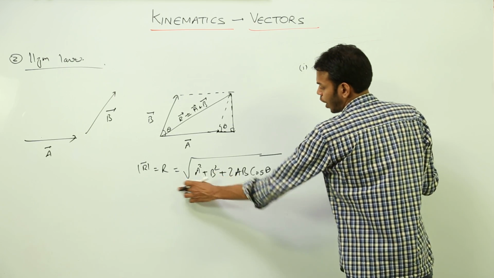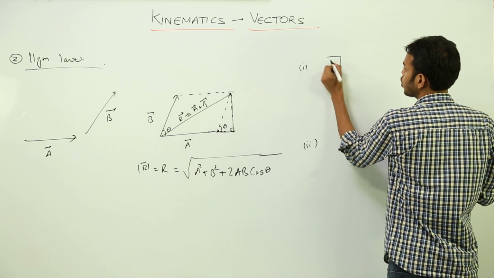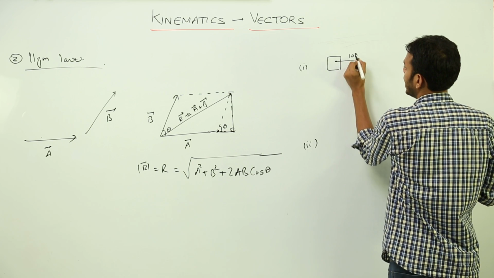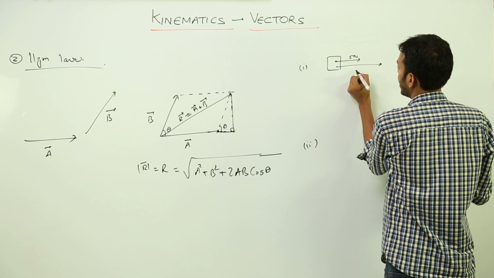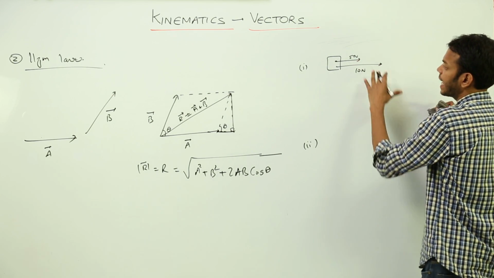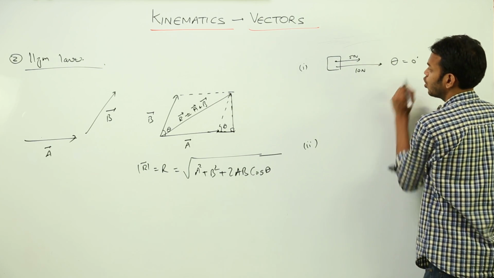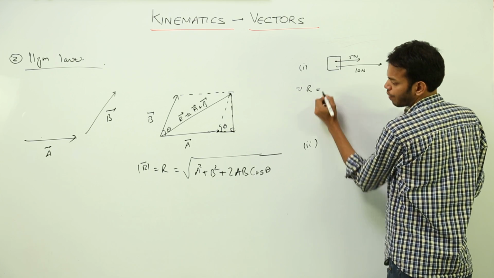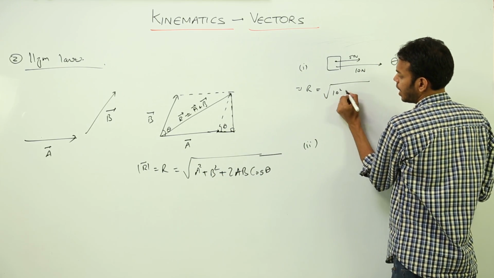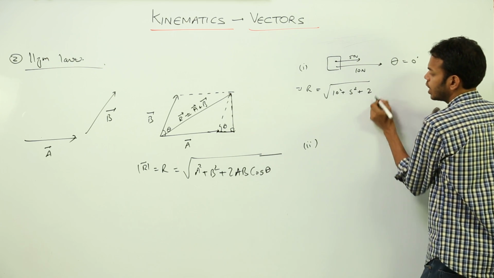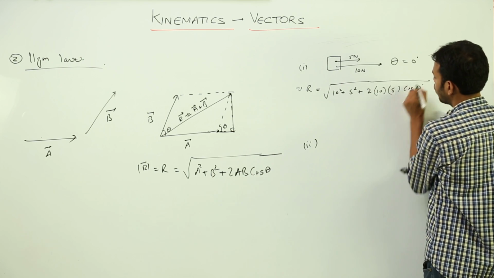Now what will happen if I apply the formula in that case? In the first case, the box was acted upon by forces in the same direction, right? 5 newtons and 10 newtons. So what exactly is the angle between vector A and B here? They are in the same direction, so theta is 0 degrees. If I apply the formula of the resultant, a squared plus b squared, that is 10 squared plus 5 squared plus 2 times 10 times 5 times cos of 0 degrees. What is cos 0?